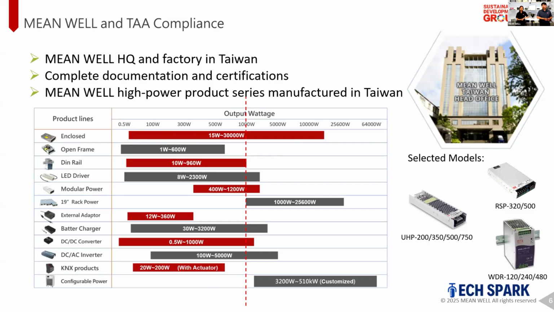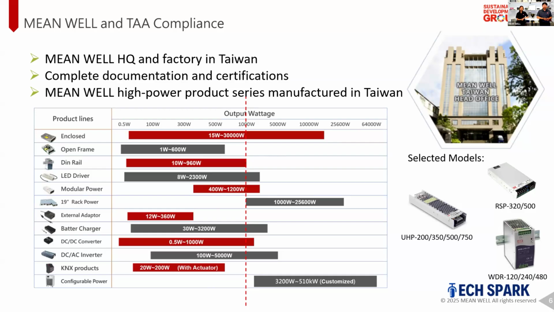And then jumping ahead to the selected model section, we also have some models that we recently added to the Taiwan factories manufacturing list. So we're adding the WDR 120, 240, and 480 to the Taiwan manufacturing as well.